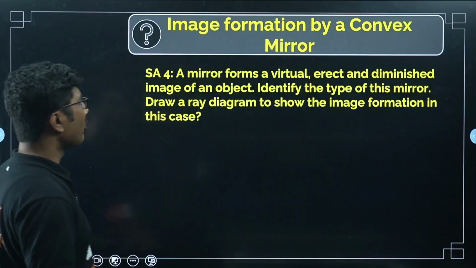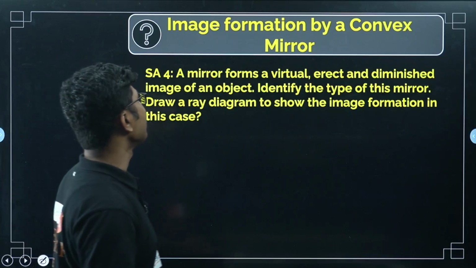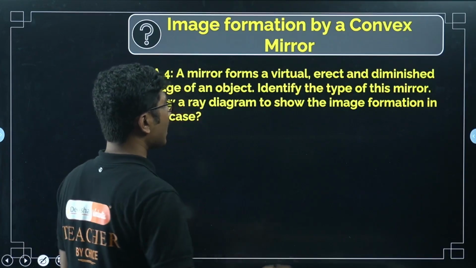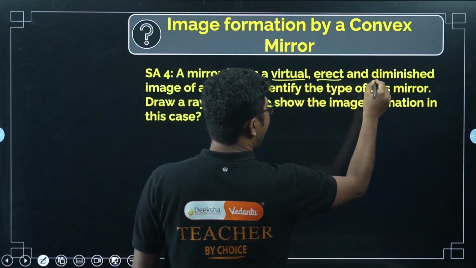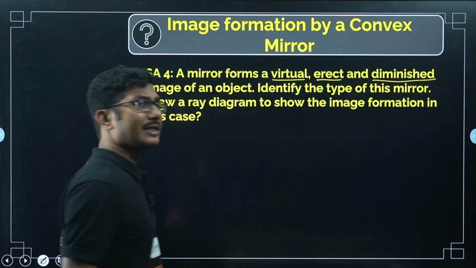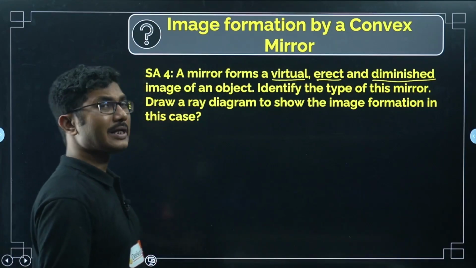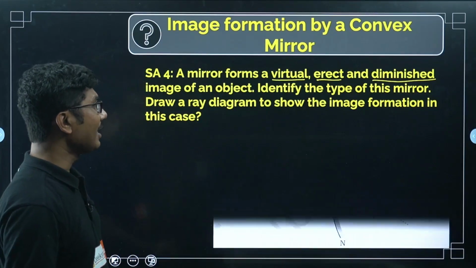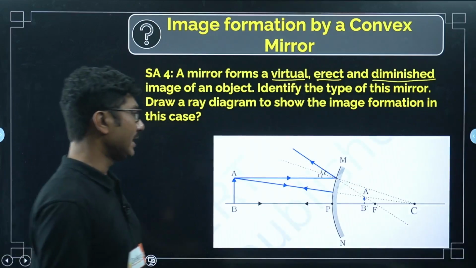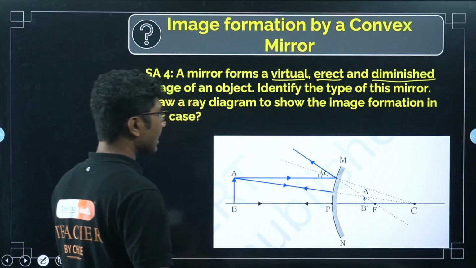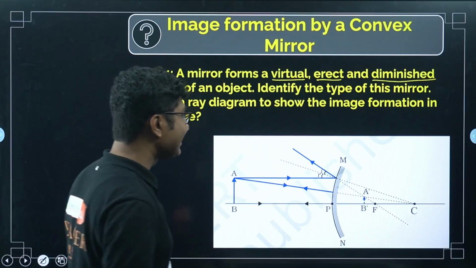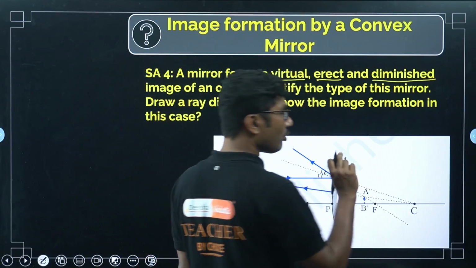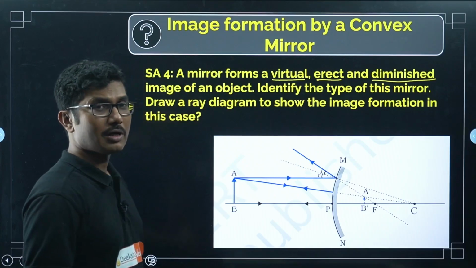A convex mirror forms a virtual, erect and diminished image of an object. So what are all the properties of the image? Virtual, erect and diminished. All these three are possible only for which mirror? Yes, you have guessed it right, only for the convex mirror. In case of a convex mirror, the image is always virtual, always erect and always smaller than the object, that is, it is called a diminished image.